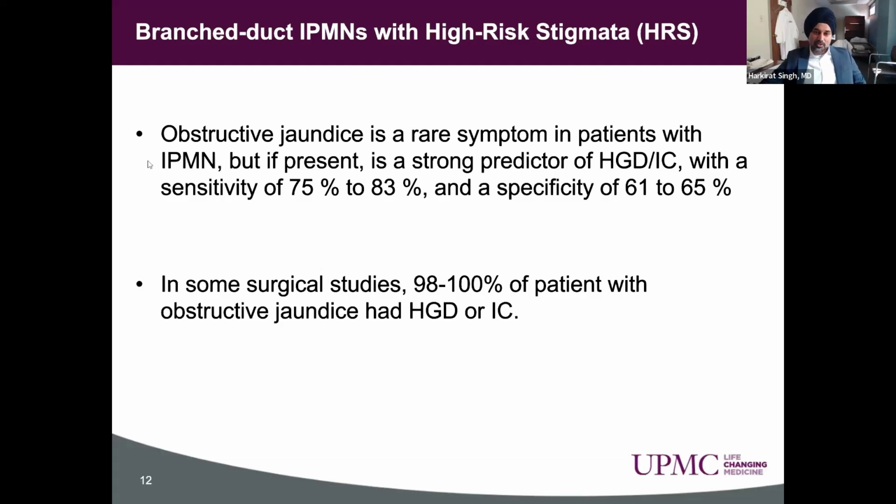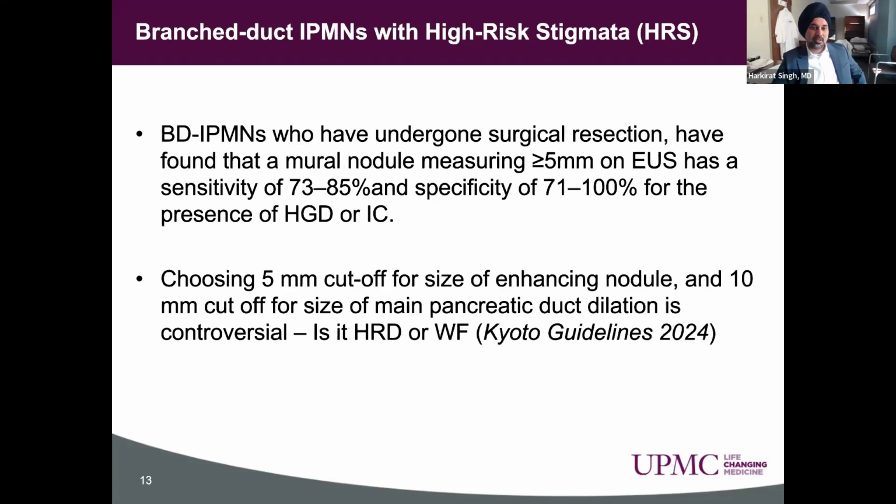If you develop obstructive jaundice from a cyst, it is a very strong predictor that you have advanced neoplasia. Either you have high-grade dysplasia about to turn into cancer, or you already have invasive cancer. So if somebody developed obstructive jaundice from a cyst, there is a 75 to 83% chance that they may have a high-grade dysplasia or cancer. In some surgical series, because obstructive jaundice is a symptom, when these cysts got resected, almost 98 to 100% of the patients had cancer. So that's why if you develop jaundice, it's considered high risk.